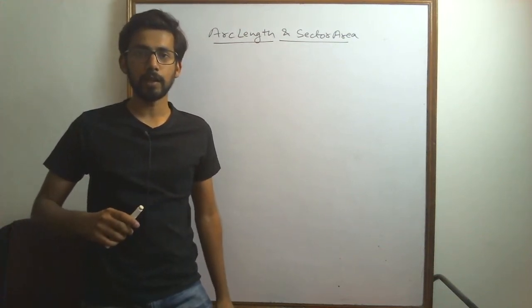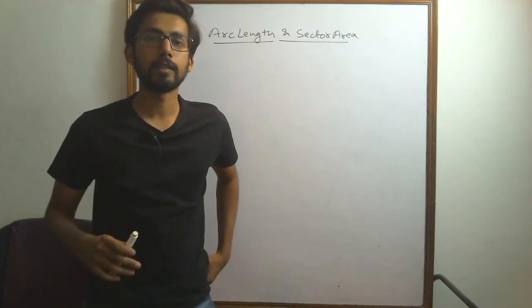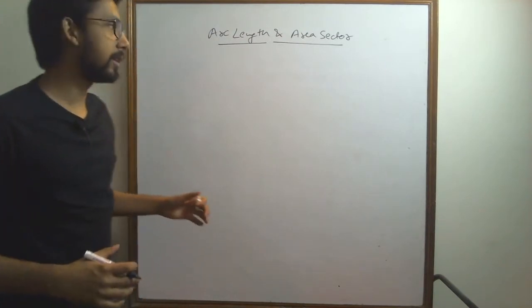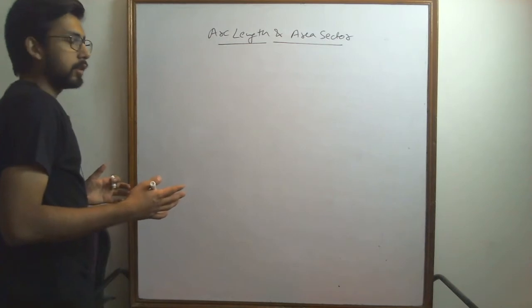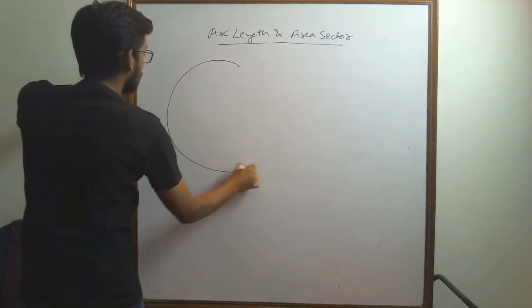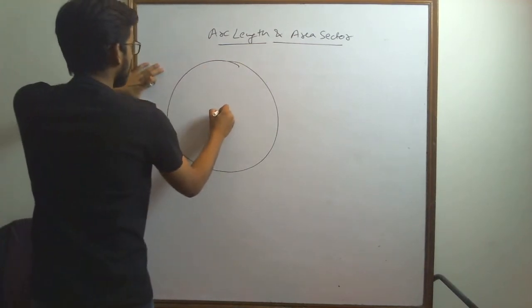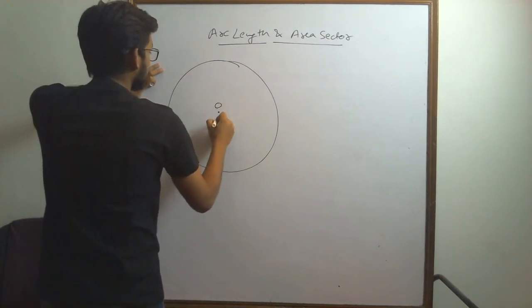My name is Maitray and in this video I'll be talking about arc length and sector area. So let's get started. Before coming to the formulas, let's look at the different parts of the circle, of what an arc of a circle or the sector of a circle is. So this is a circle with center at O and say radius is R.